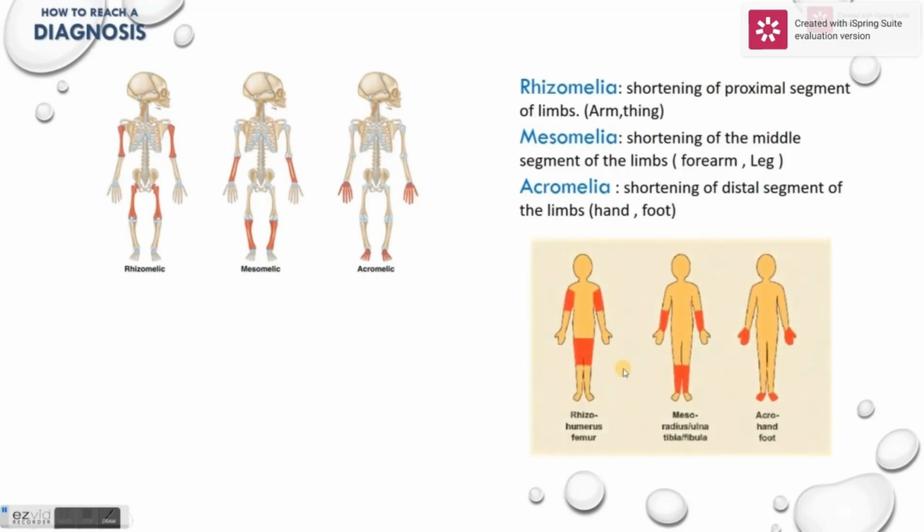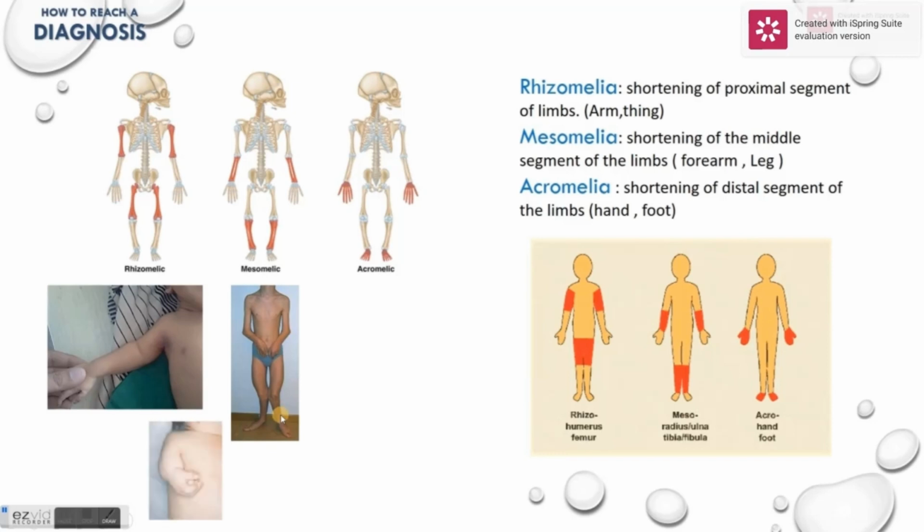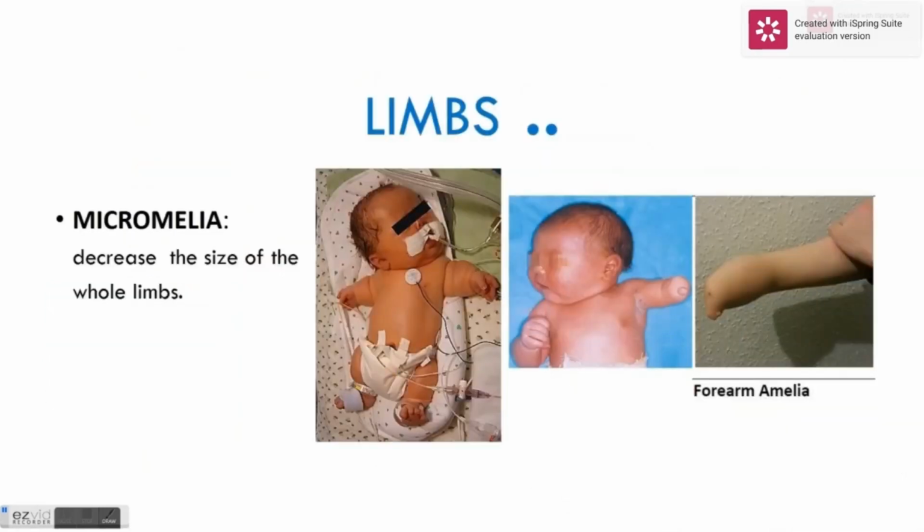This is another diagram showing what we mean: this is rhizomelic, this is mesomelic, that means the middle segment, and the distal segment is here, acromelic. This is a short arm, this is rhizomelic shortening of the legs. This is mid-segment shortening, that means the forearm and the legs are short, like in this photograph, also mesomelic. Or acromelic, see the hands and feet are small while the arm and the forearm are okay. If the limb itself has all segments short, it is called micromelia.